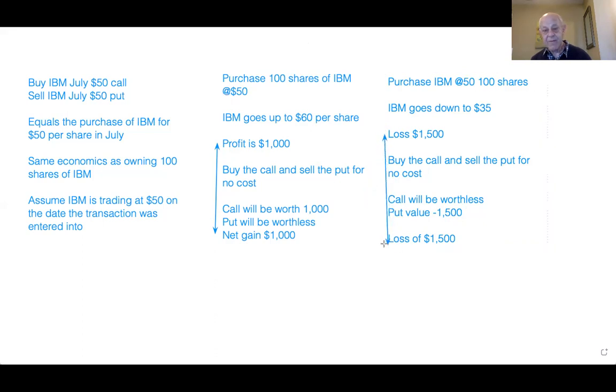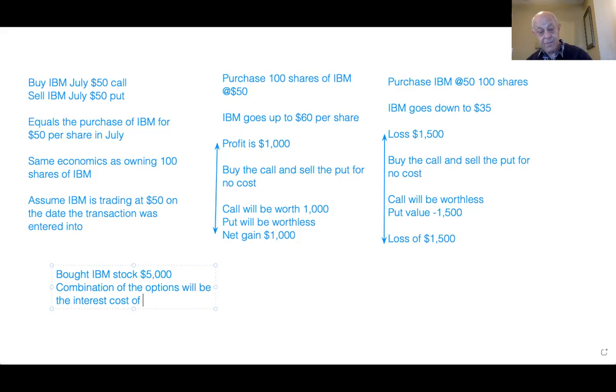The reason that I said that I can never do this for a cost of zero is if I bought the IBM stock, I would have had to pay 100 shares, $50 a share. I would have to have paid $5,000. What the market is going to demand, the pricing of the options is going to make it so that the combination of the options will be the interest cost of $5,000 for the length of time until the options expire.